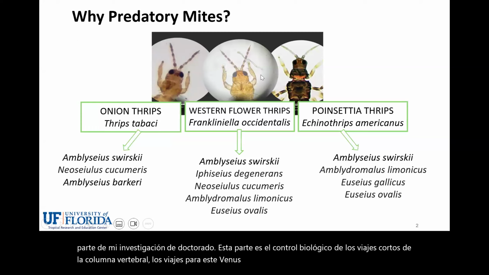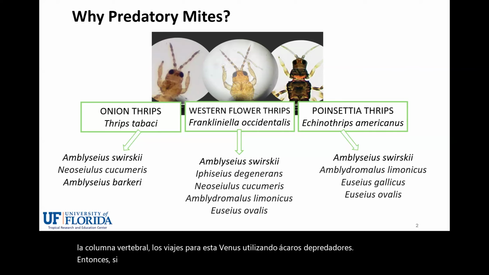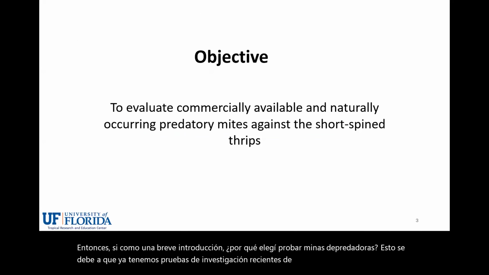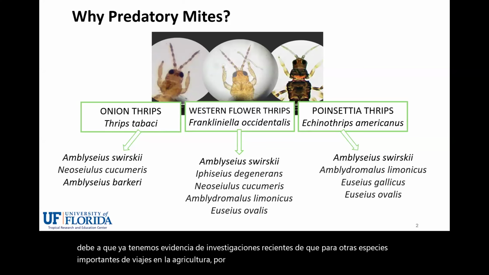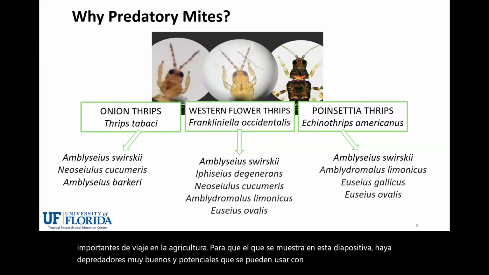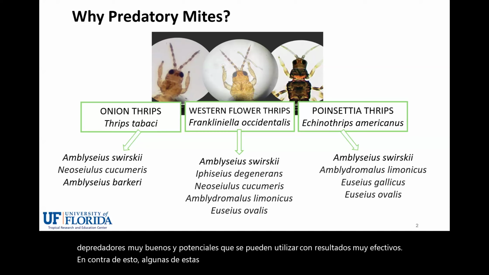As a short introduction, why did I choose to test predatory mites? This is because we already have research evidence that for other important thrips species in agriculture, the ones shown in this slide, there are very good potential predators that can be used with very effective results. Some of these species are invasive here in the United States, others in Europe, and for all of them, we have very good predators from the mite group.